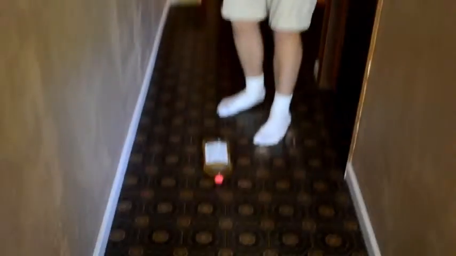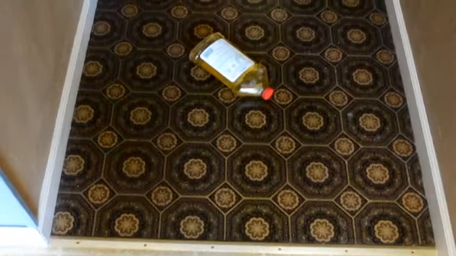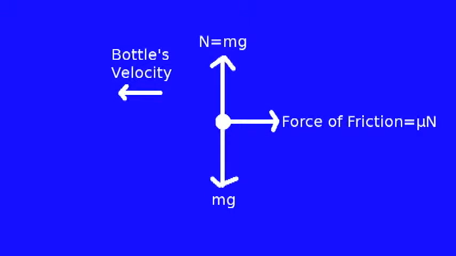Kinetic or sliding friction acts on objects that are in motion. Kinetic friction stops this bottle from sliding all the way into the kitchen. The force of friction acts in a direction opposite of the bottle's motion. This gives the bottle an acceleration opposite to the bottle's velocity, causing it to slow to a stop.